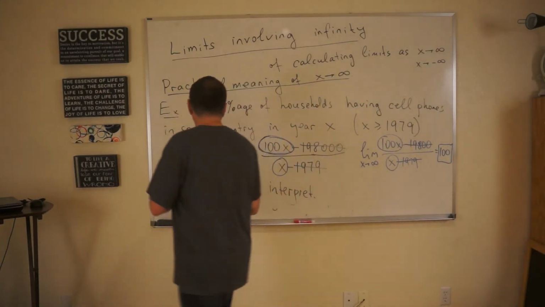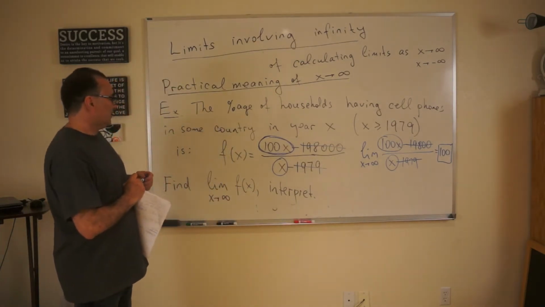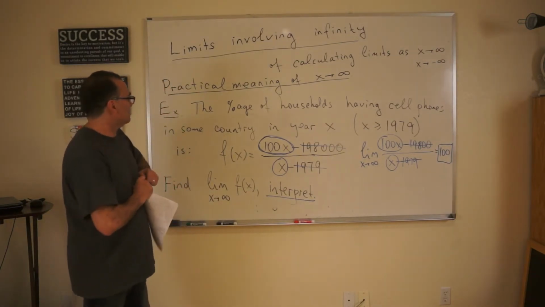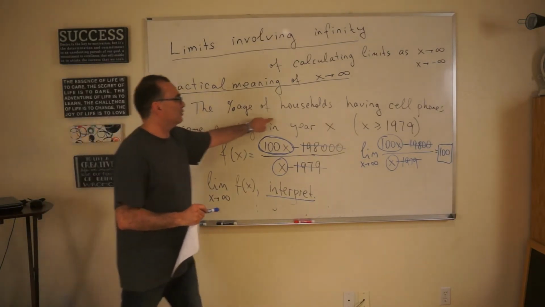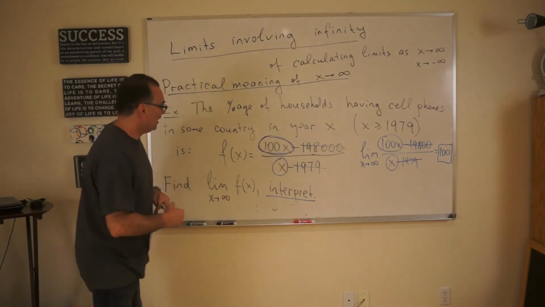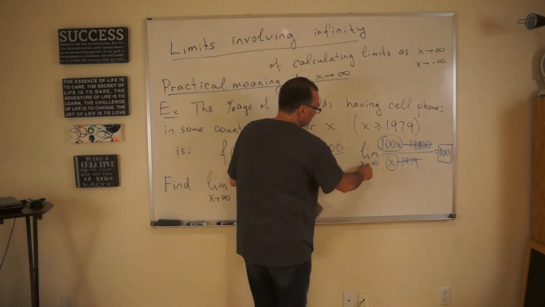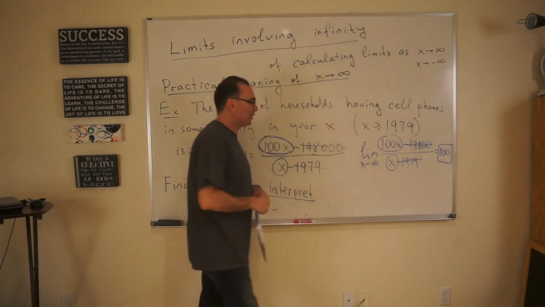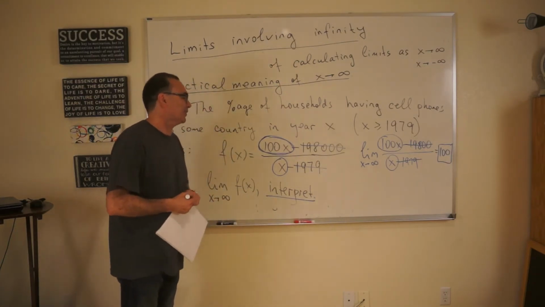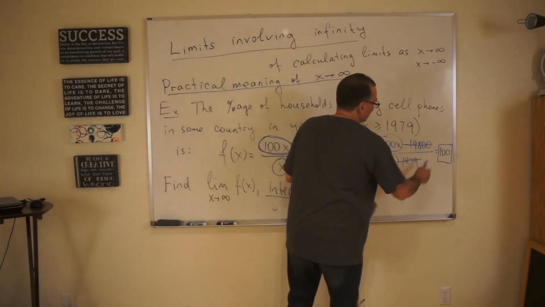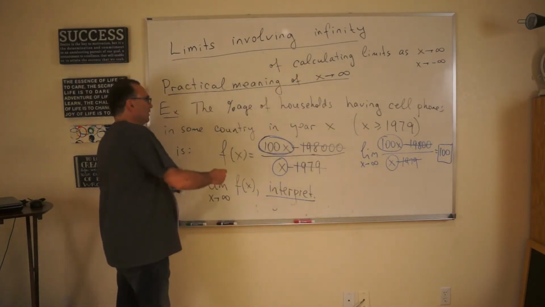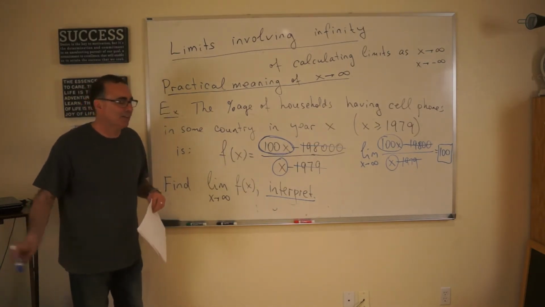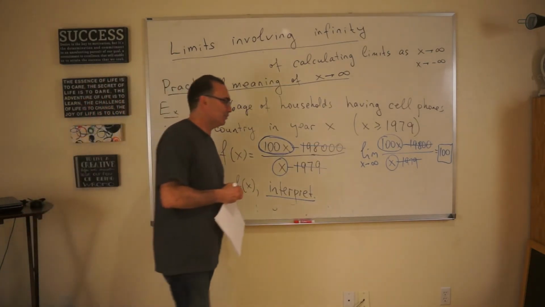So the limit of this function is 100, and now the most tricky part very often is to interpret. So how do we interpret this? This function represents the percentage of households having cell phones in year X. And when X approaches infinity, that means the number of the year goes to infinity, becomes very large, and that means very far into the future. And this limit happens to equal 100, which means far into the future, the percentage of households having cell phones will be 100%, which means all households will have cell phones.